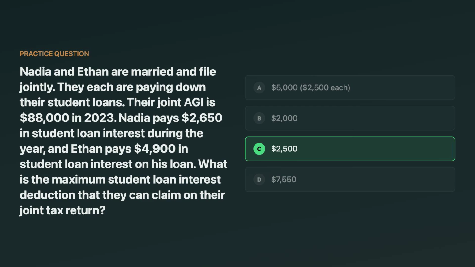The answer is $2,500. The student loan interest deduction is capped at $2,500 per return per year, not per person. The tempting wrong answer is $5,000, because you might think each spouse gets a separate cap, but on a joint return, it's one combined limit, so they top out at $2,500 total.